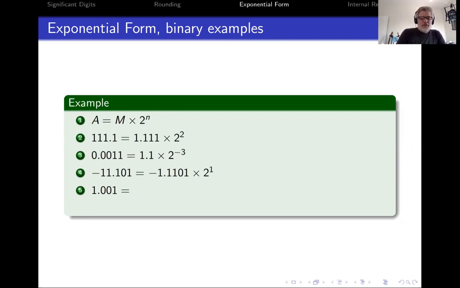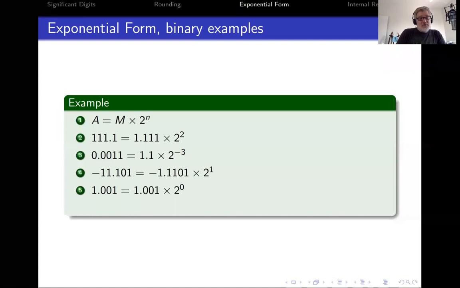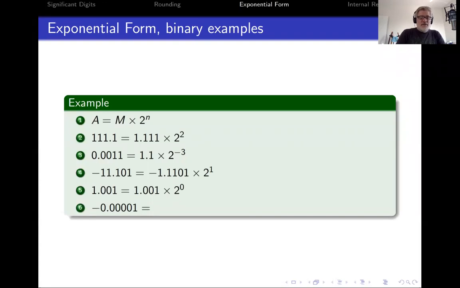1.001 will be 1.001 times 2 to the power 0, so there's nothing to change in the exponent. And finally, minus 0.00001. I need to shift that point 5 spaces, 1, 2, 3, 4, 5 spaces to the right. So this is minus 1.0 times 2 to the power negative 5. It's exactly the same thing as decimal, except it's powers of 2.